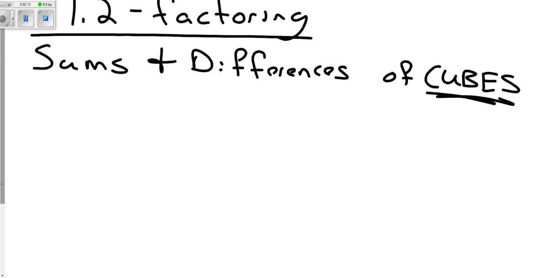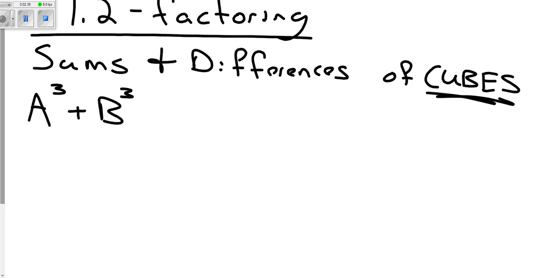All right, so sum or difference of cubes is when you have two things that are being cubed and added or subtracted. I'm going to do this without numbers first. I'm going to use just variables, show you how it works, and then we'll do an example, okay? So a cubed plus b cubed. That's the sum of cubes.